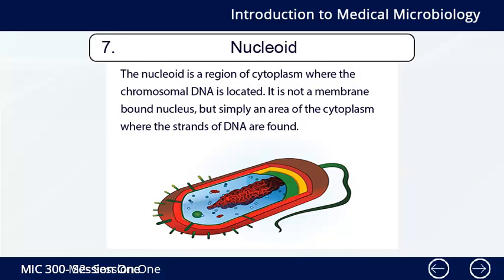Number 7. Nucleoid. The nucleoid is a region of cytoplasm where the chromosomal DNA is located. It is not a membrane-bound nucleus, but simply an area of the cytoplasm where the strands of DNA are found. Most bacteria have a single circular chromosome that is responsible for replication, although a few species do have 2 or more.